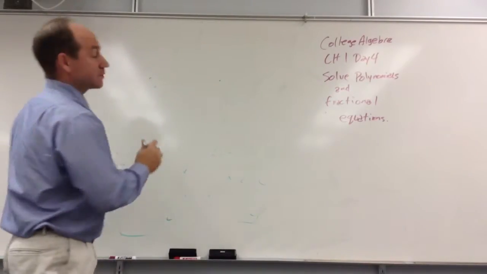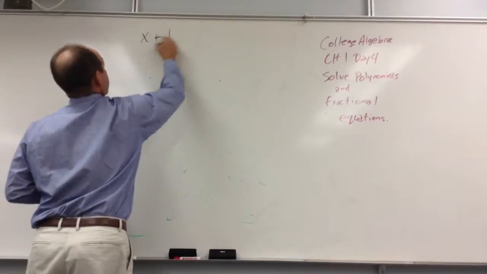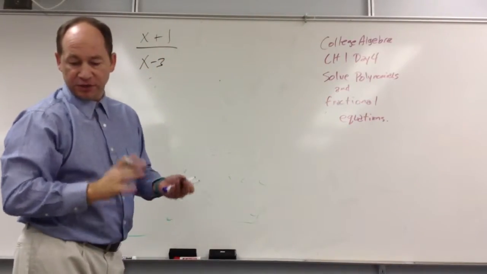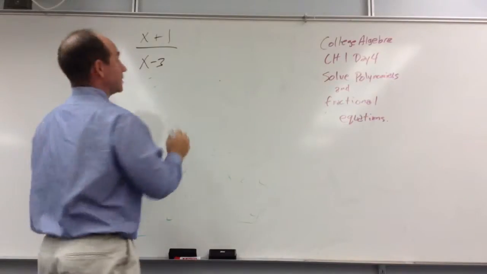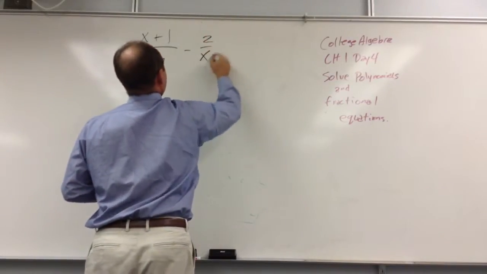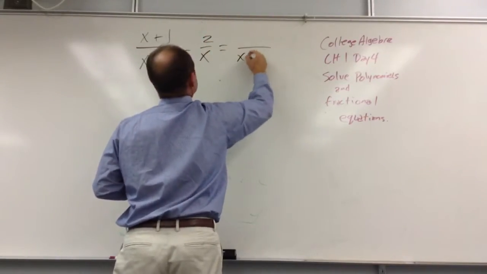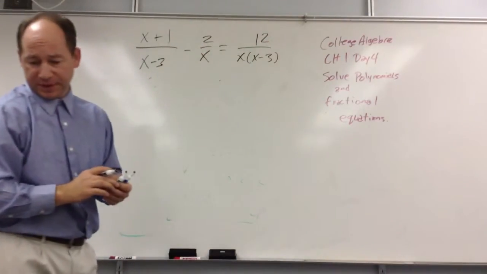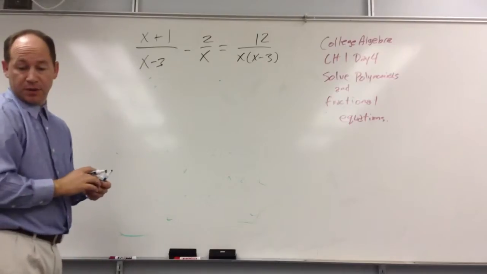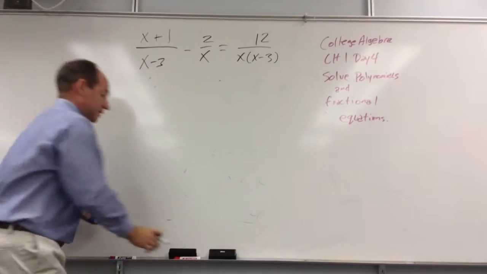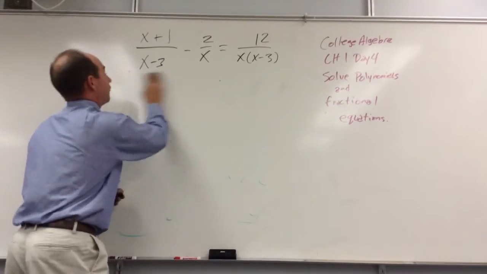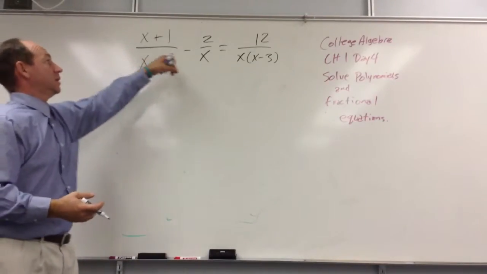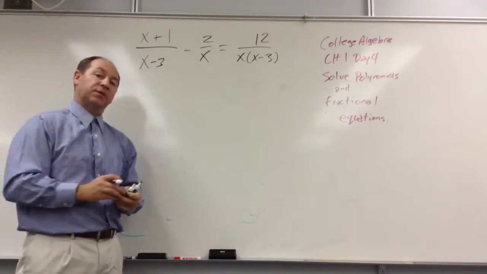We're going to have x plus 1 over x minus 3, notice we have a fraction here right away, so we don't have a polynomial, minus 2 over x equals 12 over x times x minus 3. Let me check, yep, okay, that's a 12. And so now we're going to solve this. This is what we might call a fractional problem, because we have some fractions in it that we want to solve.